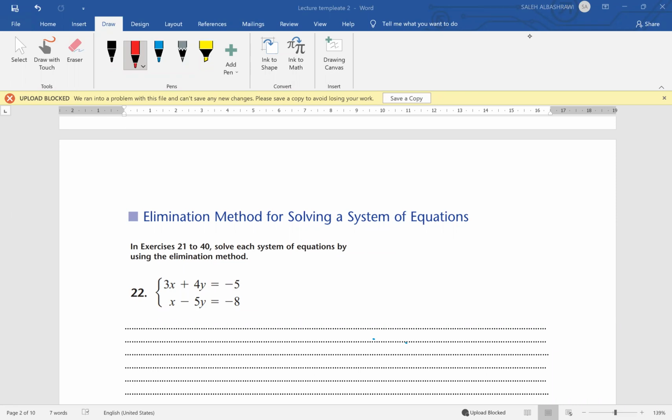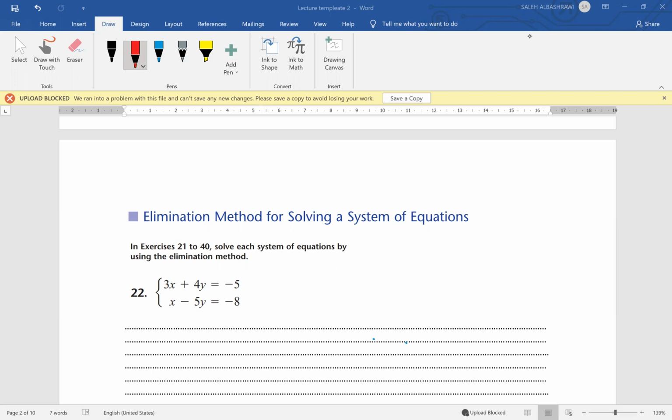Welcome back to this topic, which is solving a system of linear equations in two variables. In the last part we discussed the substitution method and how to find the solution for a linear system using the substitution method. In this part, we are going to use the elimination method for solving a system of equations and explain this method by a couple of examples.